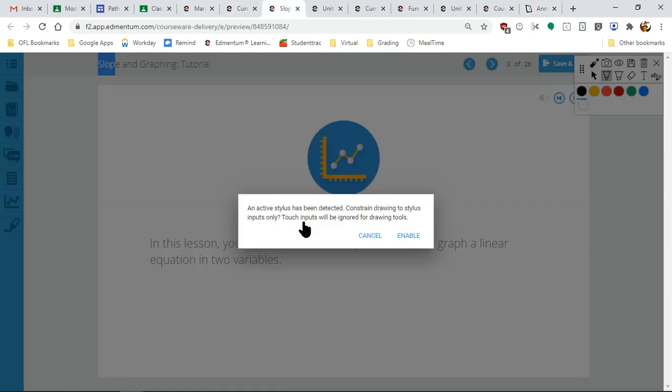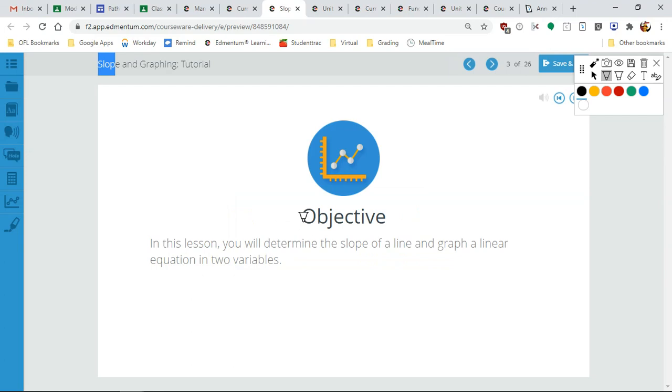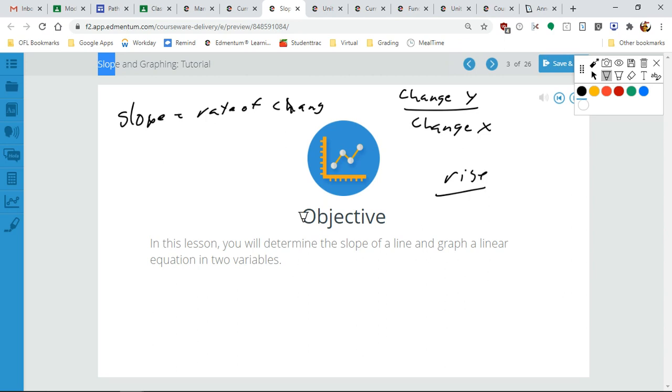An easy way for you guys to remember slope, if you haven't done lines before, is that slope is this idea of the rate of change. And the way we measure that is the change in y over the change in x. The easiest way to think of that is rise over run. And when we're dealing with lines, this is the m part of the formula.